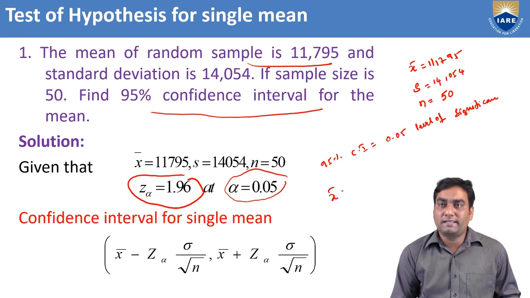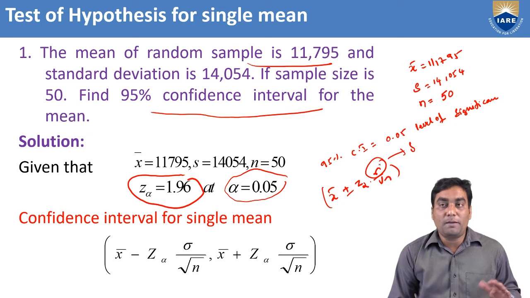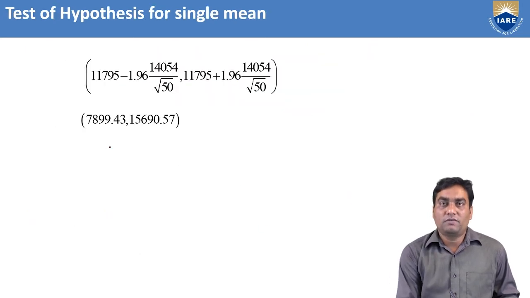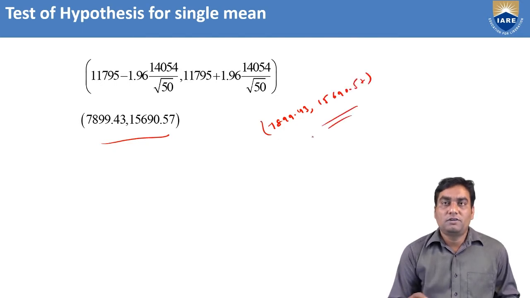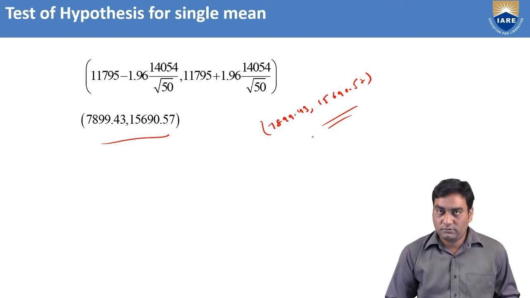What is the formula? X bar plus or minus Z alpha into sigma by root n. But sigma value is not given. You can take standard deviation of the sample value S. Z alpha value we know is 1.96. And we substitute in this formula, we will get the confidence interval as 7,899.43 to 15,690.57. This is the confidence interval for the single mean.